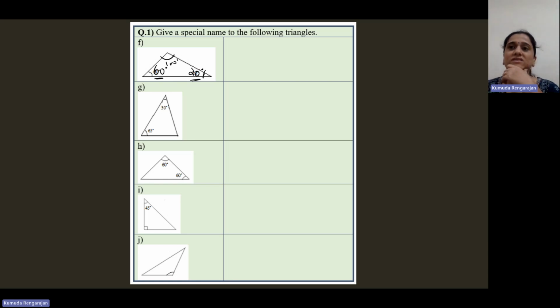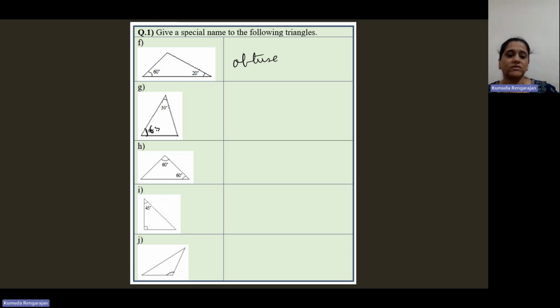So this one is 100 degrees. It's not acute. Then this is not an acute angled triangle. So one angle is obtuse. So it's an obtuse angled triangle. All right? So this one is an obtuse angled triangle.